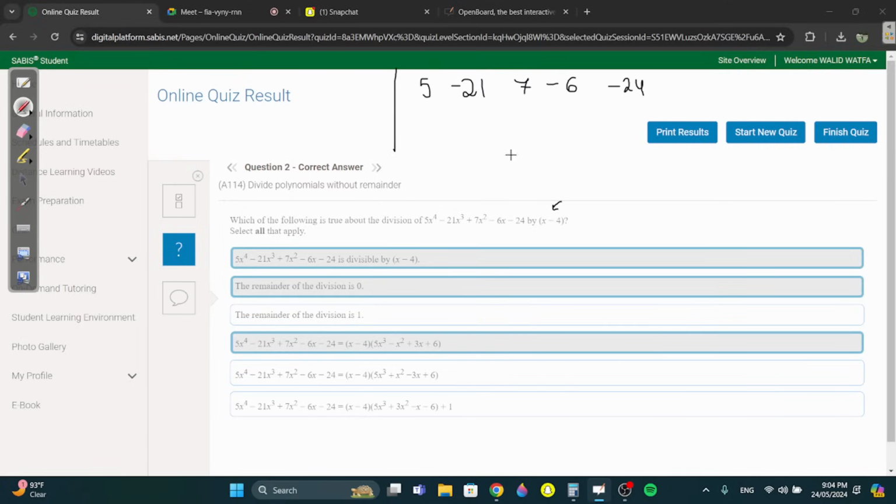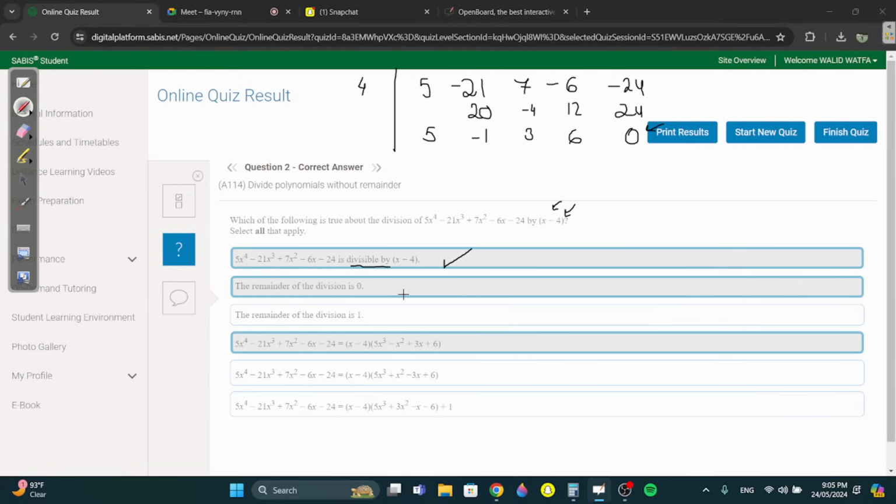Okay, we draw a line and we put the opposite. Since we have minus 4, we would put 4. What's our first step? Drag down your 5 since we have nothing to add it to. 5. Then multiply. 5 times 4, 20. Combine your terms. Minus 21 and 20. You add them, you get minus 1. Minus 1 times 4 is minus 4. 7 minus 4, that's 3. Then 3 times 4, 12. Combine your terms. Minus 6 plus 12, 6. Then 6 times 4, 24. Minus 24 plus 24, 0. Okay, do you realize that our remainder is actually 0, right? So that means it's divisible.